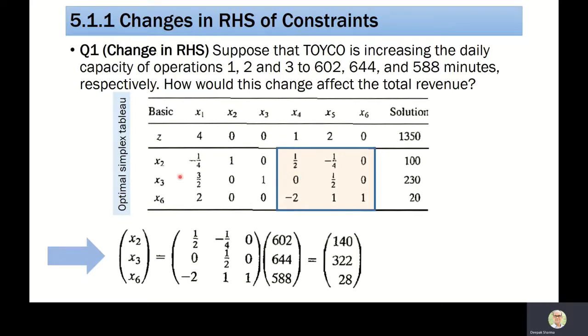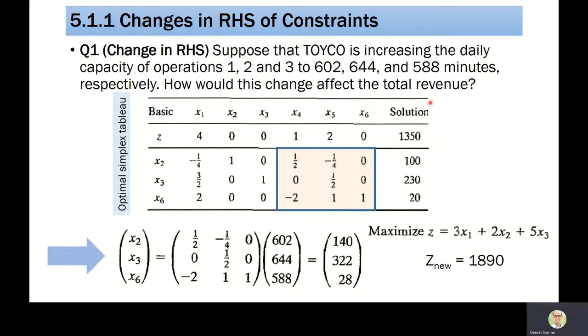Now we have to find what could be the values of x2, x3, and x6. These are the basic variables if we change the right hand side of the constraint as per the formula given in the previous slide. So this is the inverse multiplied by the new right hand side. When we multiply, we get the values of x2, x3, x6 as 140, 322, 28. You can see that these values are different from the optimal values in the table. There is no negative value, meaning all of them are feasible.